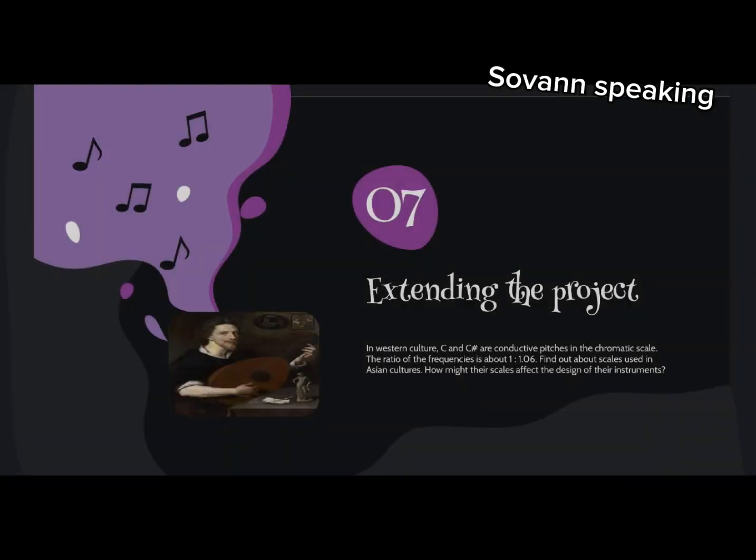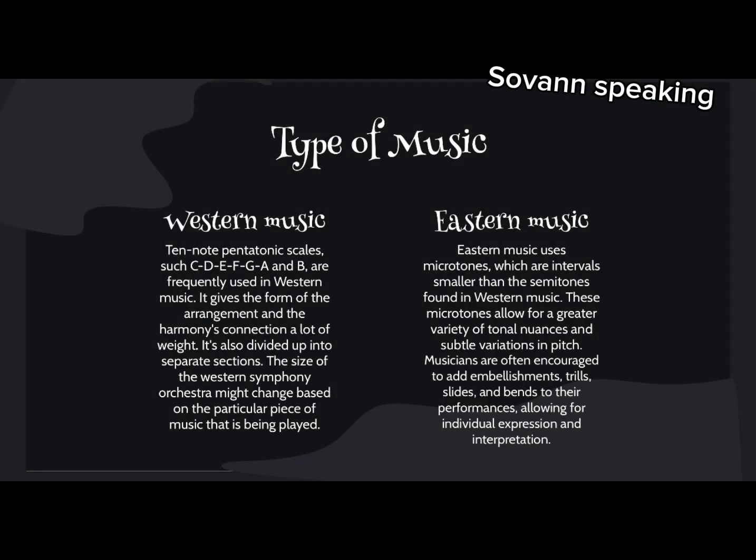Extending the project. In Western culture, C and C sharp are consecutive pitches in the chromatic scale. The ratio of the frequencies is about 1 to 1.06. Type of music. Western music.